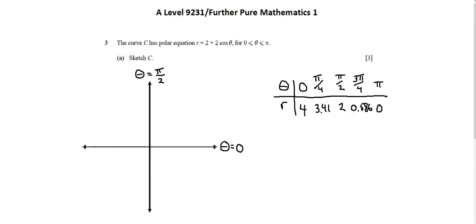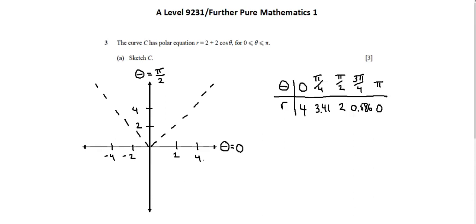I'm going to create a dotted line to indicate the pi over 4 value, not required but helps me with my accuracy, as well as the 3 pi over 4 value. I'll also mark off 2 and 4, 2 and 4, 2 negative, and negative 4.